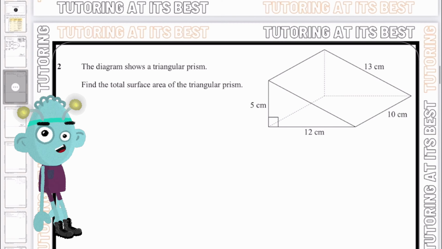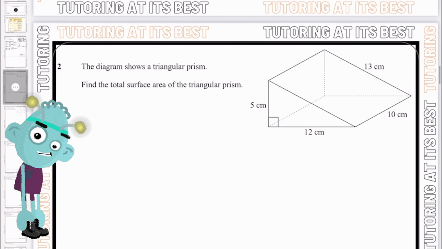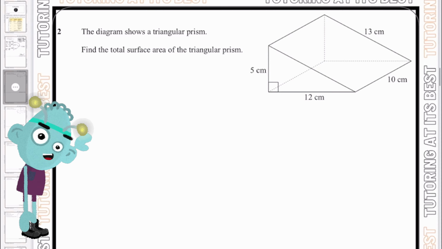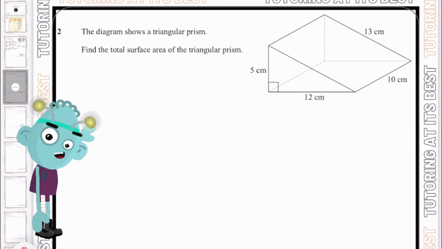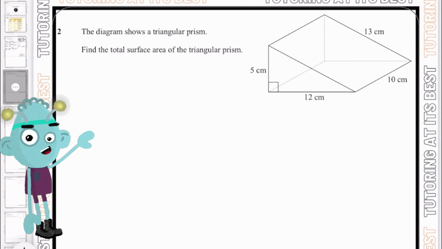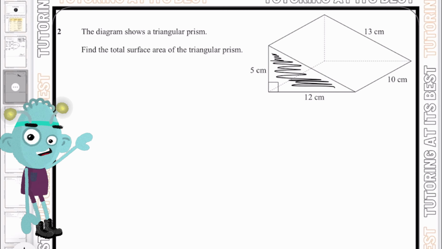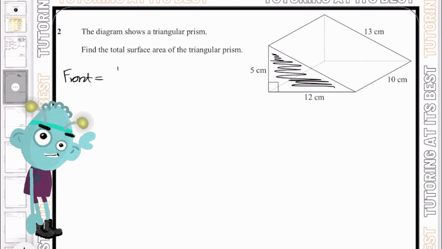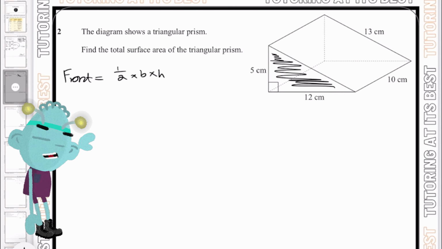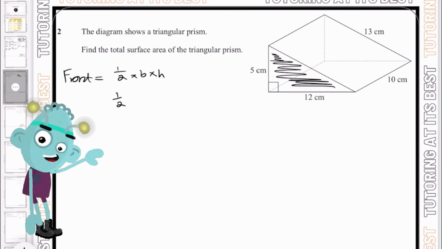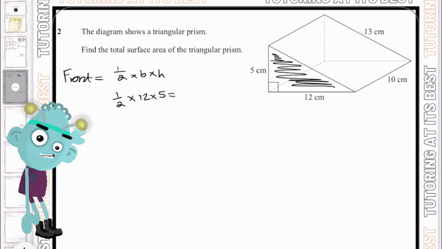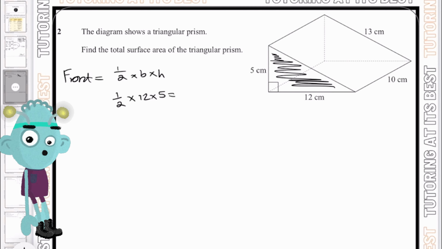In this particular question, we're now faced with a triangular prism. And as you can see, we need to find out the total surface area. So what's the first thing we're going to do here? Well, the first thing is simply to work out the front of this prism. The front here is this triangle. And as we know, the area of a triangle is half times base times height. Our base is 12 and our height is 5. So 12 times 5 is 60, divided by 2 gives us 30 centimeters squared.